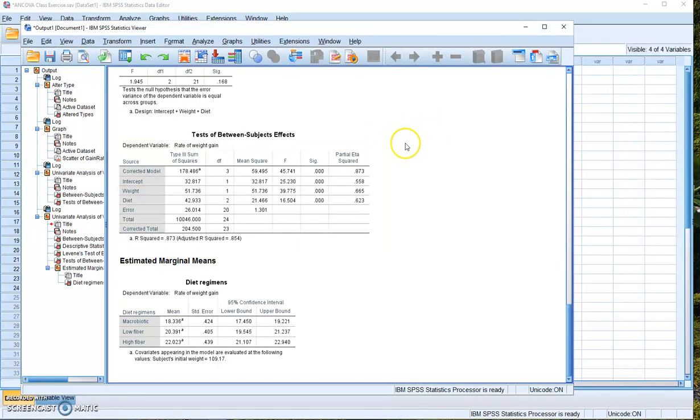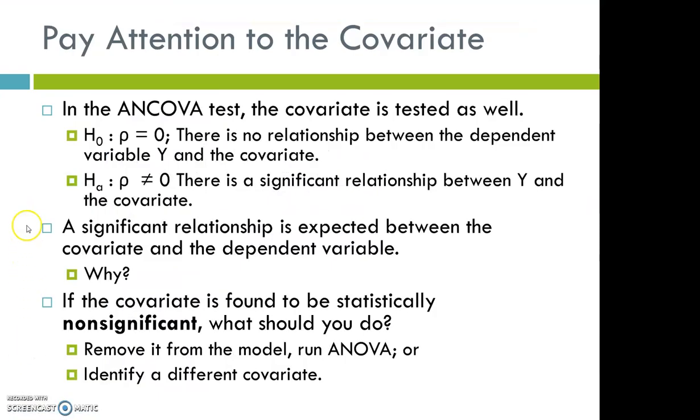The first thing we want to verify is whether the initial weight, as a covariate, explains a significant amount of variance in the dependent variable. Here is the test, and the p-value is lower than 0.001, which means we reject the null hypothesis. We go with the alternative hypothesis, which says there is a significant relationship between the rate of weight gain and the initial weight of the participants of the study.